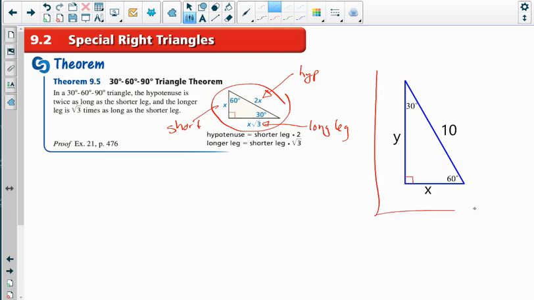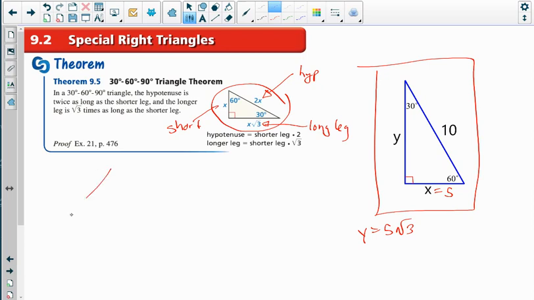We can apply this to this example here. 10 is the hypotenuse, so 10 divided by 2 would tell us that 5 is the short leg, and 5 times √3 would give us y, so y would be equal to 5√3. That is using the shortcut for the Pythagorean theorem.